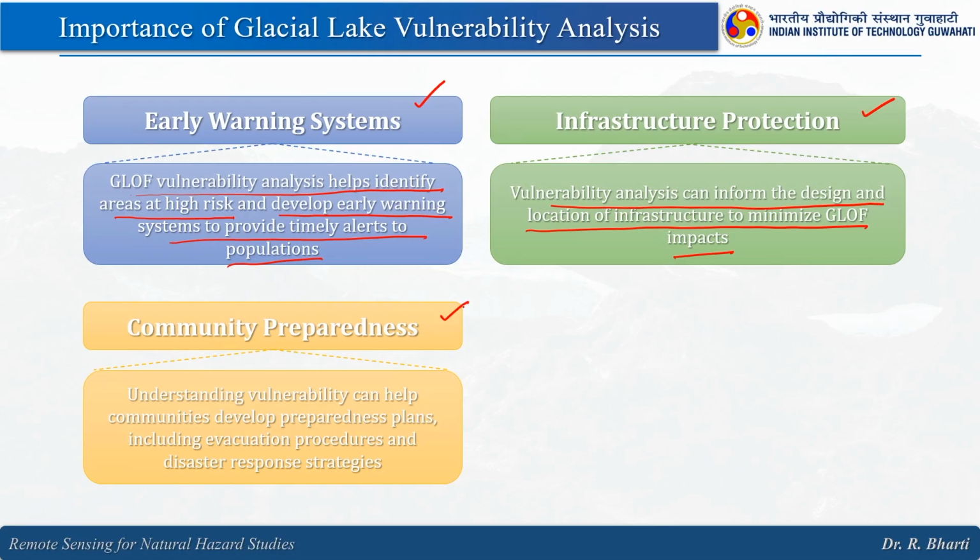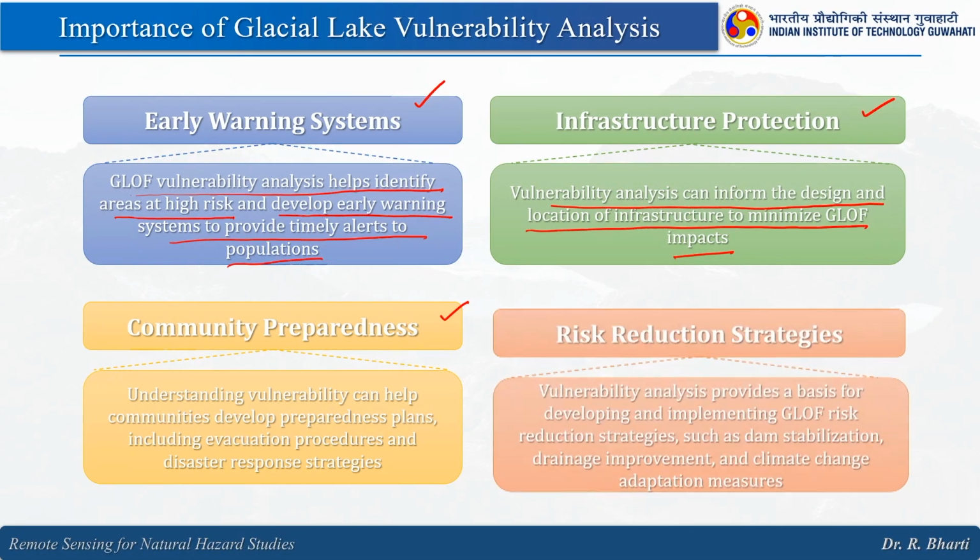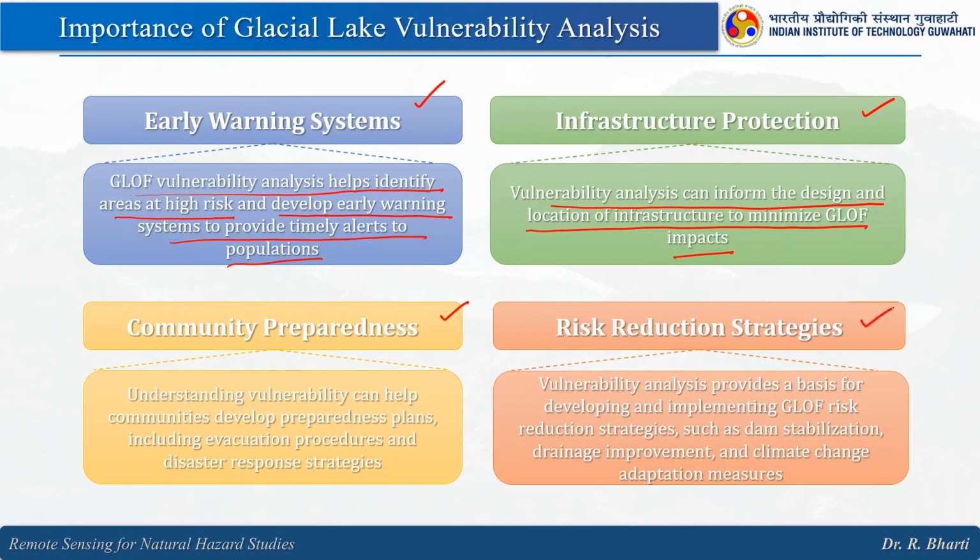Then community preparedness: the people residing in that particular area will be prepared for what to do and what not to do during a catastrophic event. Risk reduction strategies: vulnerability analysis provides a basis for developing and implementing GLOF risk reduction strategies such as dam stabilization, drainage improvement and climate change adaptation measures.